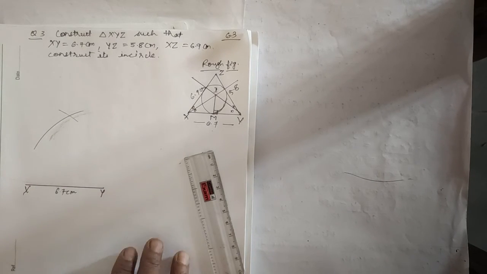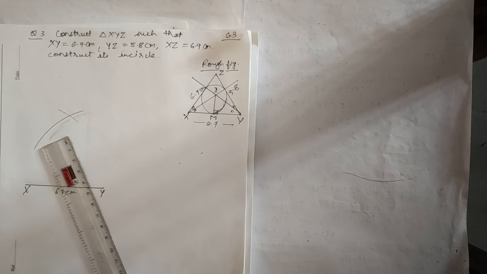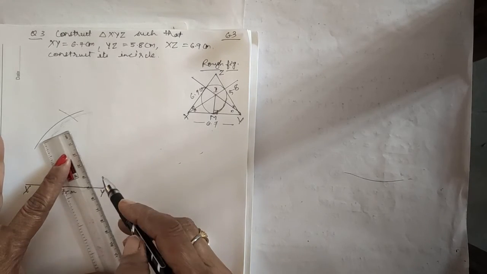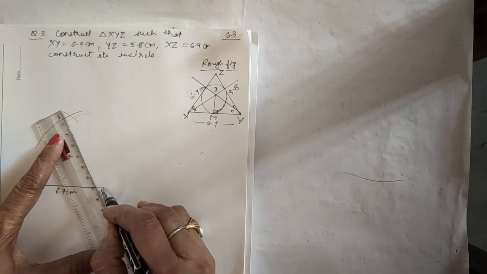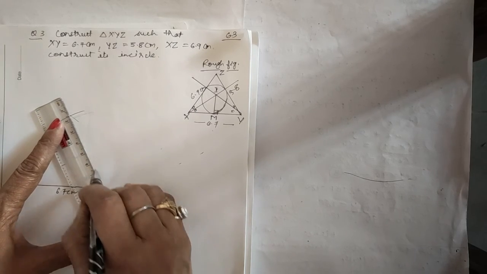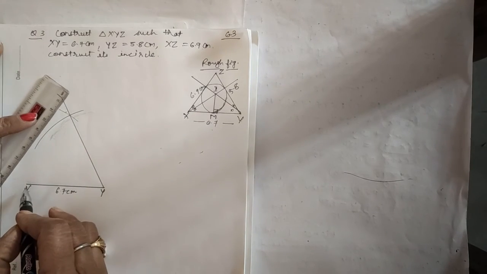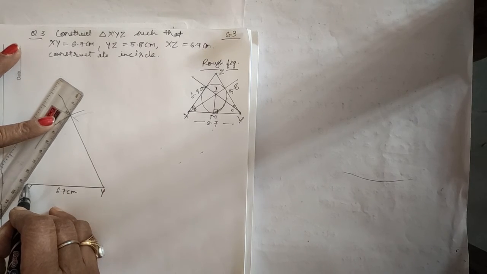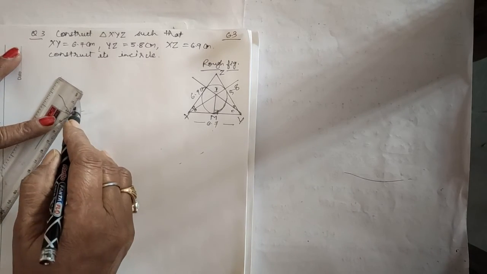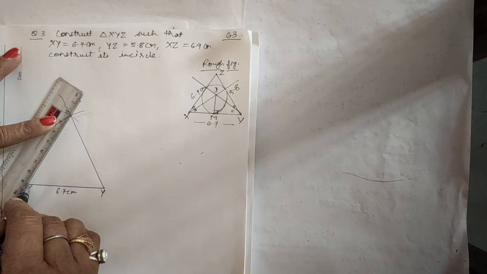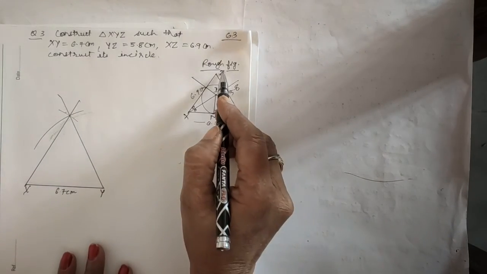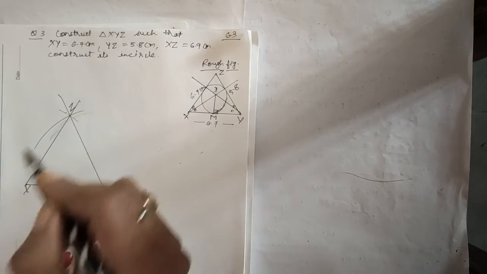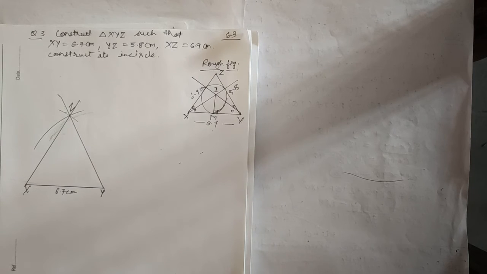Now you can see children, you have got point of intersection. So with the help of the scale you draw the lines passing through this point of intersection. And this point of intersection is what? Our Z point, Z vertex of the triangle. Now in this way we have constructed triangle XYZ of given measures. Okay, now next step we have to draw angle bisector.